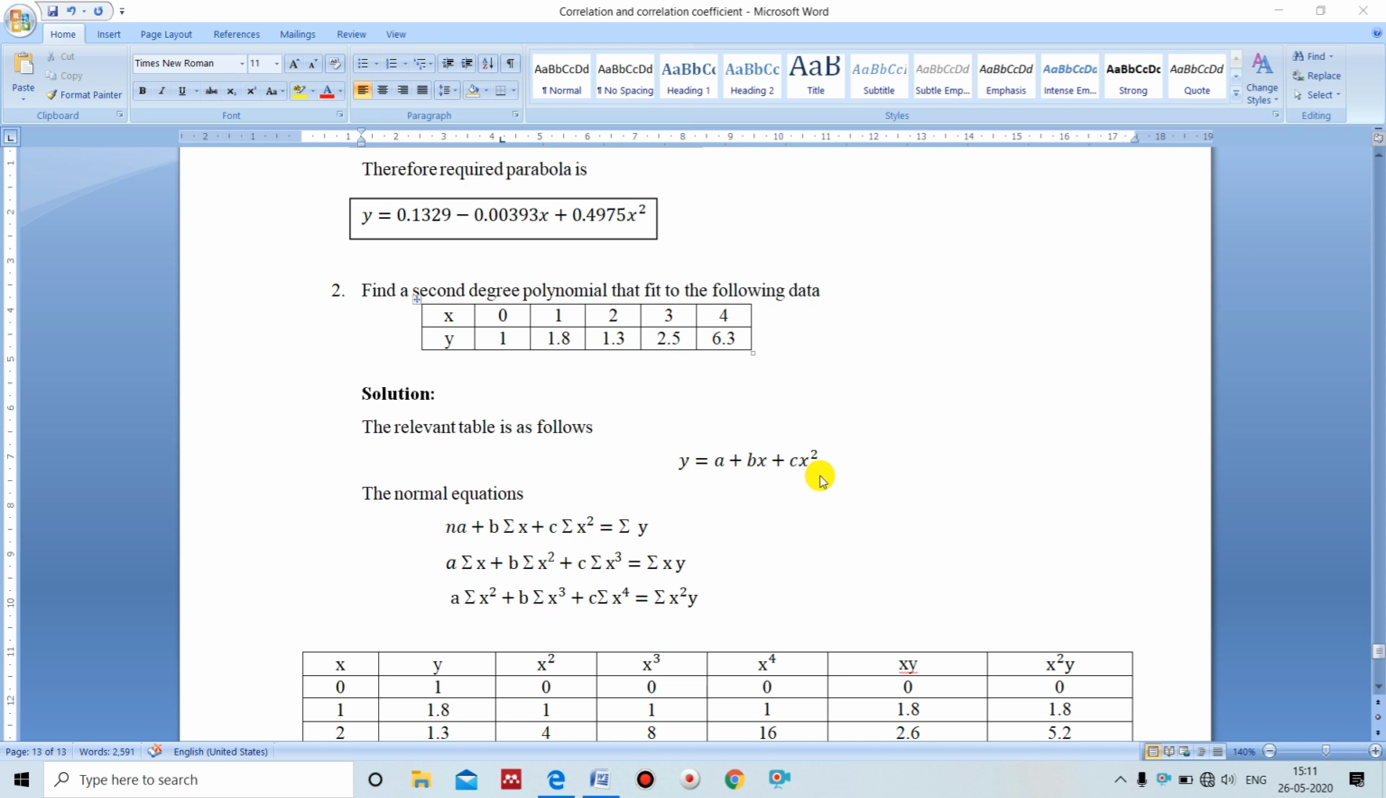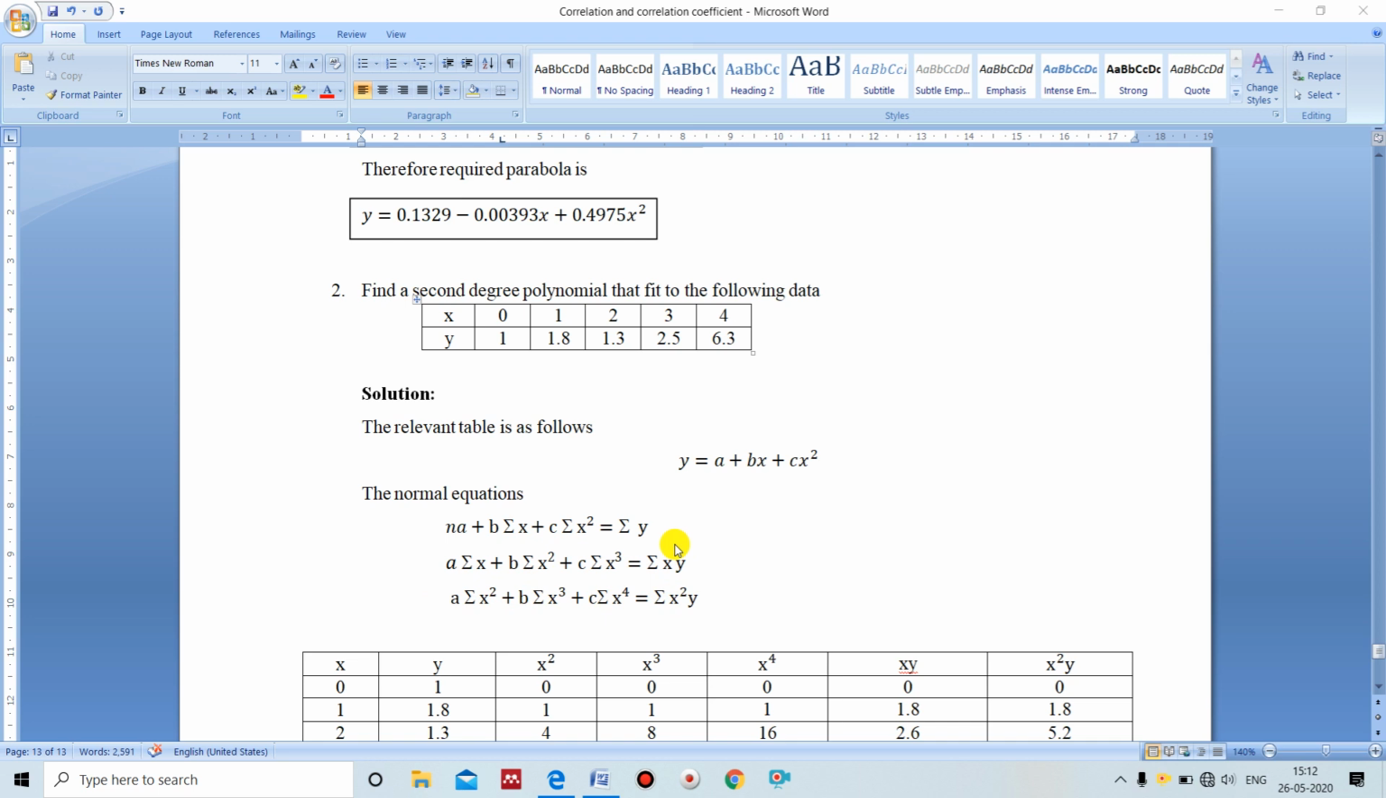Then for this parabola we write the normal equations. Parabola means 3 unknowns, so we get 3 normal equations. Taking summation, we get summation of y equal to n into a plus b into summation of x plus c into summation of x square. Again multiplying by x, we get a into summation of x plus b into summation of x square plus c into summation of x cube equal to summation of xy. Again multiplying by x, we get a into summation of x square plus b into summation of x cube plus c into summation of x raised to 4 equal to summation of x square y.